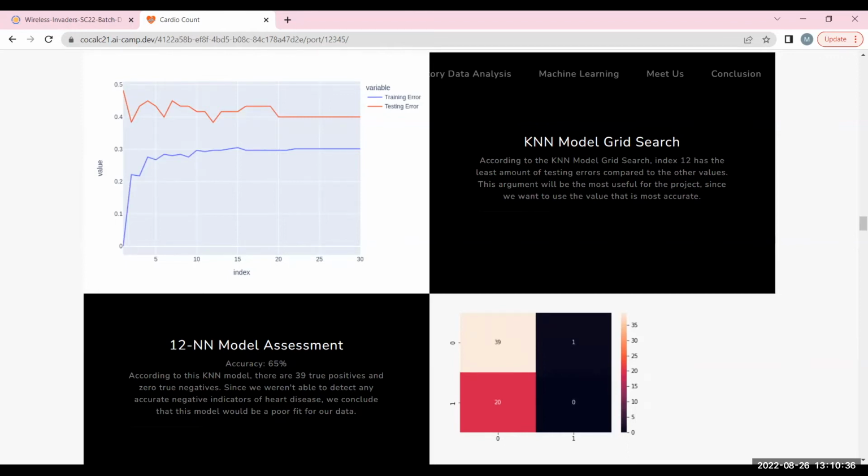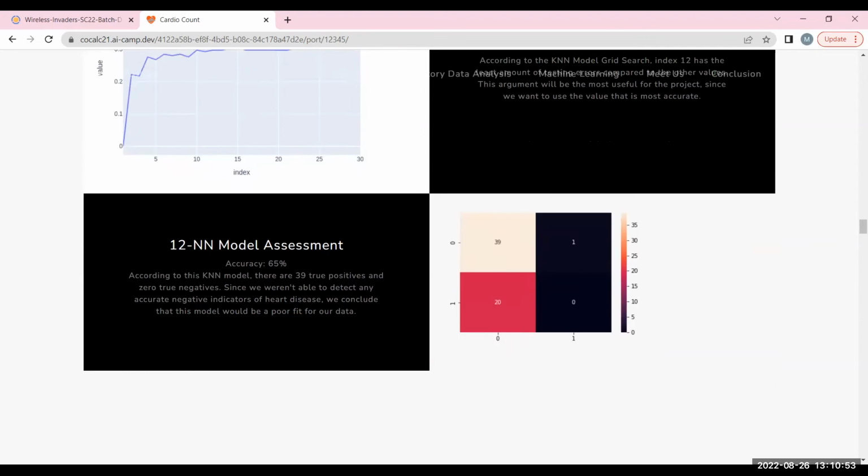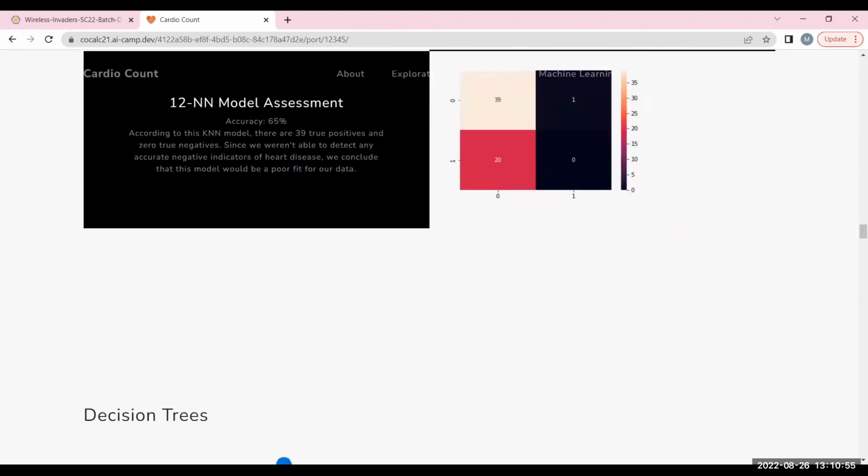This argument will be the most useful for our project since we want to use values that have the most accuracy. The K-12 NN model assessment had a 65% accuracy. Since we weren't able to detect any accurate negative indicators of heart disease, we concluded that this model would not be a perfect fit for our data.